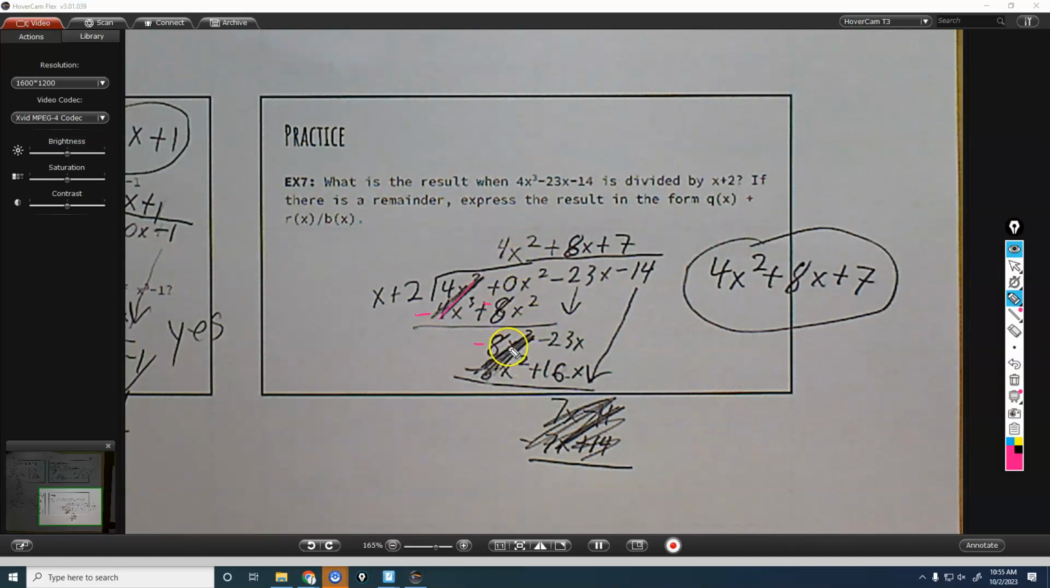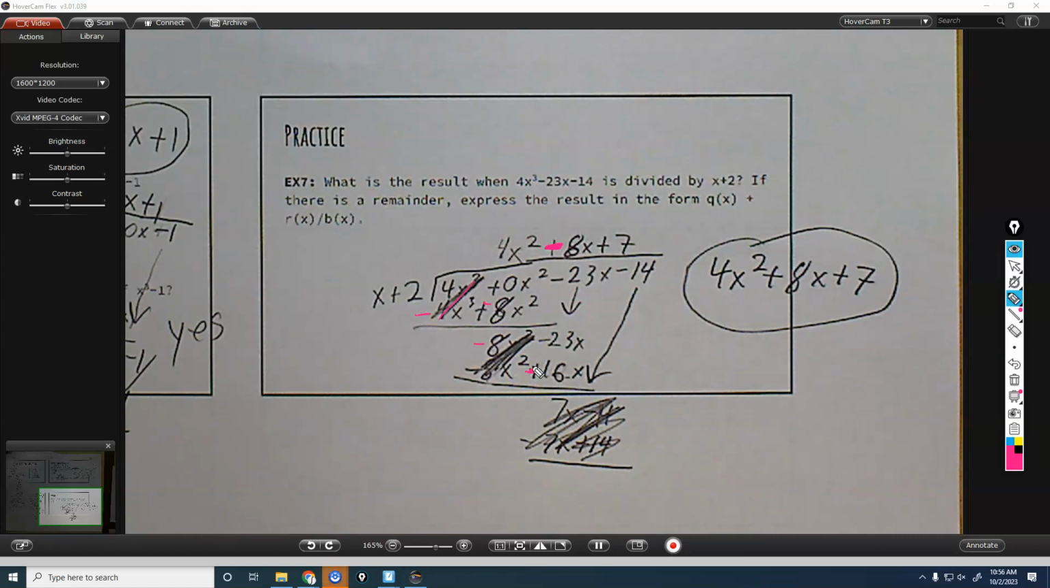And so you should get negative 8x squared instead of positive 8x squared, right? So then you say what times x will give me... we should have a negative right here. So your signs are just off on what you've done. That should be a negative instead of a positive right there. So we got negative 8 times x gives us negative 8x squared. Negative 8 times 2 gives us negative 16 right there.